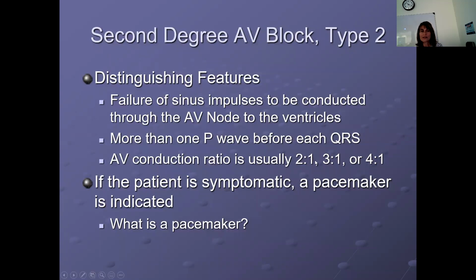So 2 to 1 conduction, what does that mean? 2 P waves. Very good. 2 P waves to every 1 QRS. And if the patient is symptomatic, a pacemaker is indicated.